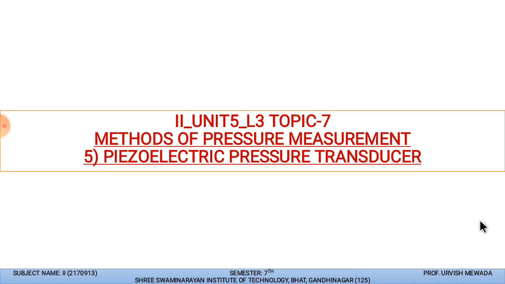3. Students, in lecture number 2, we discussed the methods of pressure measurement, in which we discussed the diaphragm pressure gauge, the different shapes of the diaphragm, and the application of the diaphragm pressure gauge and its working. And also we discussed the third method, that is bellow pressure gauge, in which we studied the different materials we use to manufacture the bellow and the level of different pressures which can be measured with the help of the bellow pressure gauge.